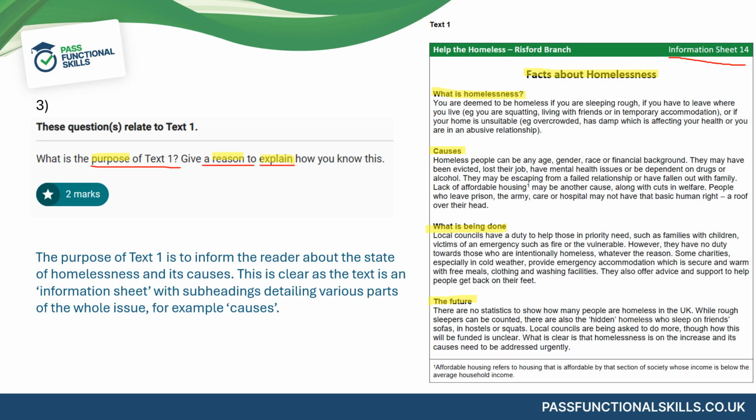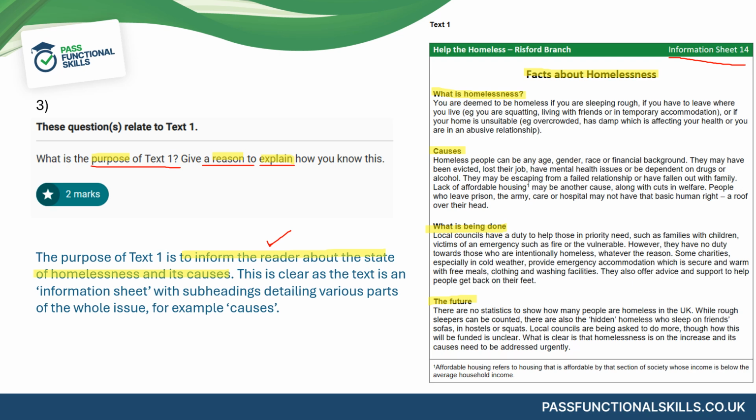So if we have a look at this model answer, we've got the purpose of text 1 is to inform the reader about the state of homelessness and its causes. So there's a good summary there of what the author is trying to inform the reader about. It's not enough to just say it's to inform. So that's our first mark.